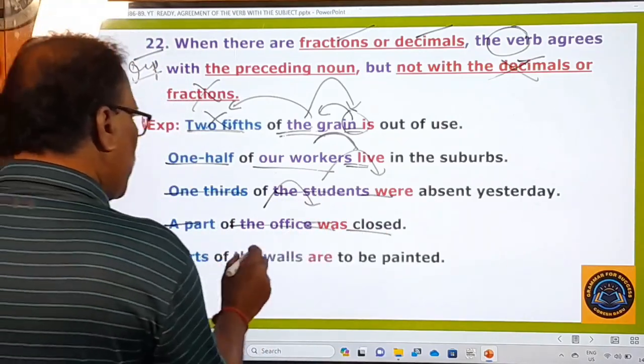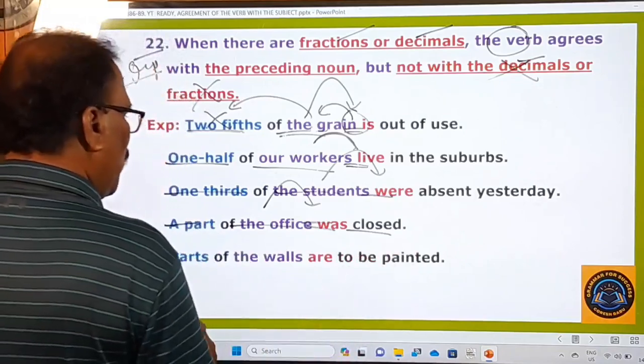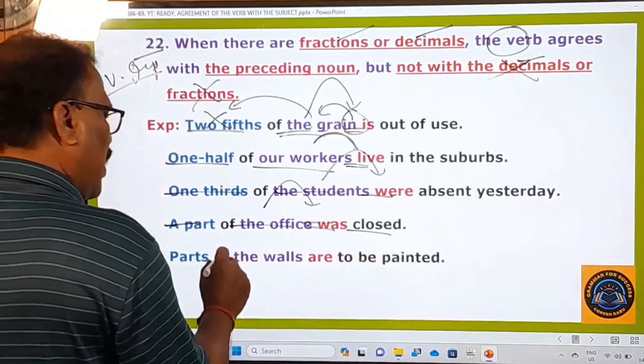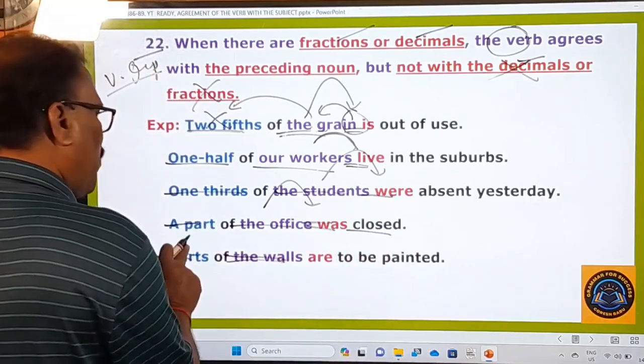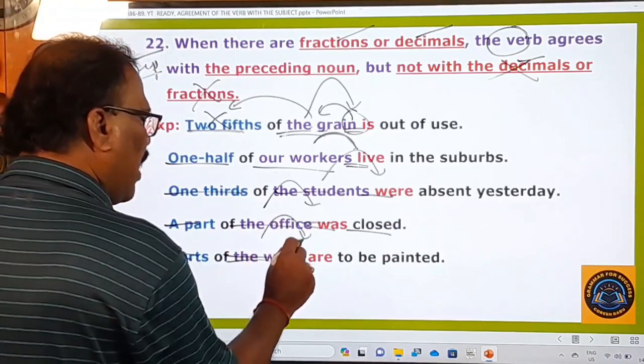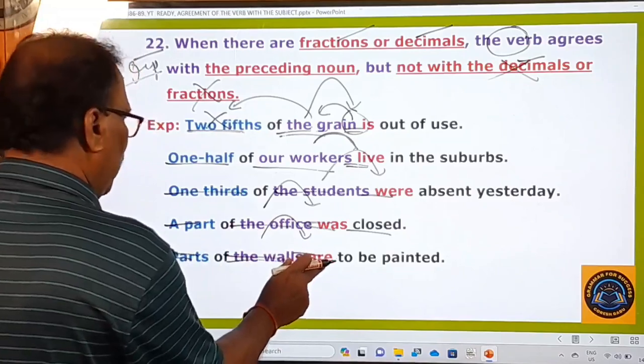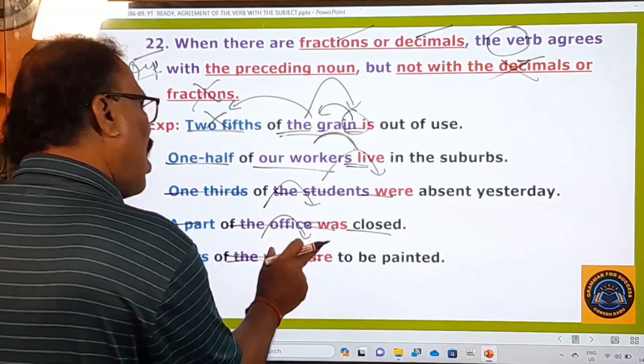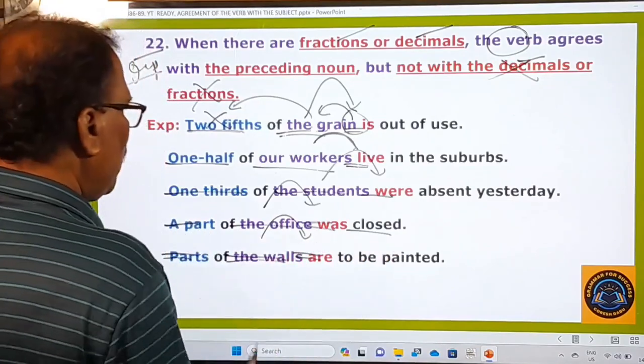And next, parts of the walls are to be painted. What are we talking about in this sentence? We are talking about the walls, but not about the parts. Walls are plural. Therefore, we have used a plural verb after that. Parts of the walls are to be painted. So, in this way, these are all the examples.